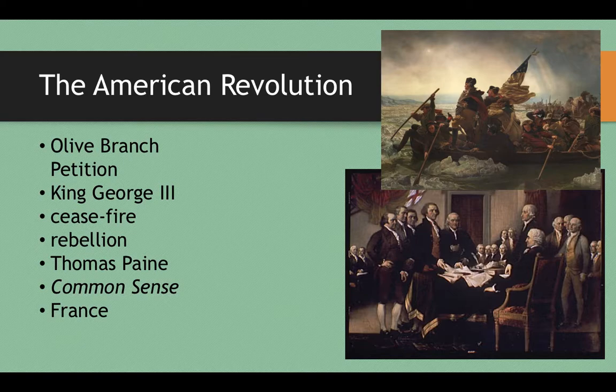So on July 4th, 1776, shortly after France became one of our allies, the Declaration of Independence was signed. This document was written by Thomas Jefferson, who would eventually become the third president of the United States, and it was signed unanimously by representatives from all 13 colonies. Unanimously means everybody signed it. Every single person in the Continental Congress signed this Declaration of Independence. So this officially separated the American colonies from Great Britain. This is seen as the official beginning of the United States of America.